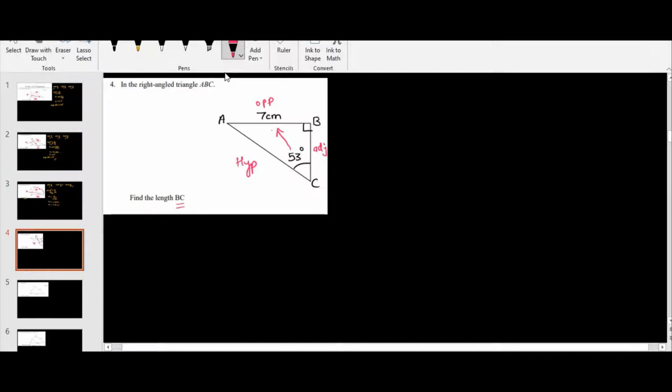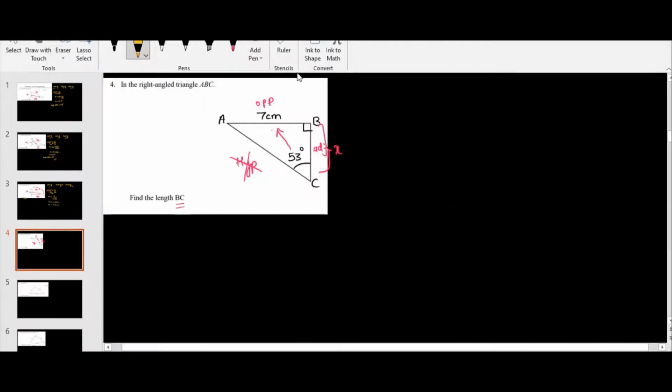Which side do we have to find out? BC. That is, this side we are going to find out. So we don't require the hypotenuse, since we are finding BC and we already have the opposite side.